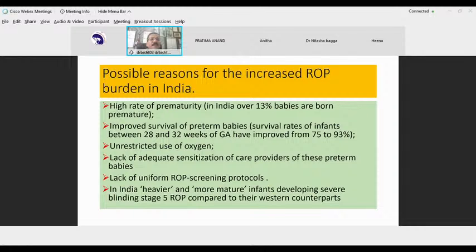And we have around 1,000 and more SNCUs where we are in a hurry to save babies and we want to do some extra for those babies. Probably we are giving more oxygen, and there is a lack of uniform ROP screening protocol implementation. Now the Government of India has already made one, so there is a protocol, but it is not being implemented uniformly. And as Amanpreet said, in India we have heavier and more mature infants developing severe blinding ROP, stage 5. Next.